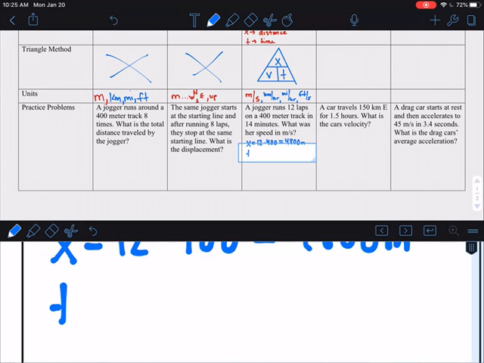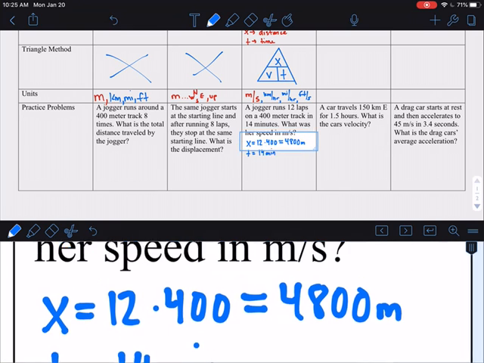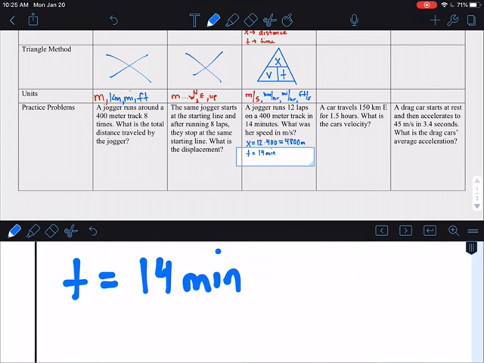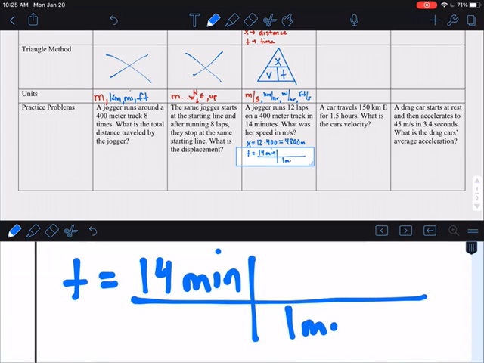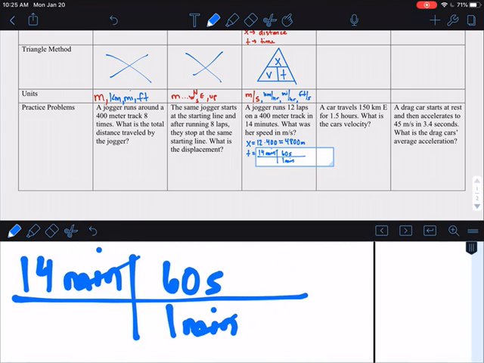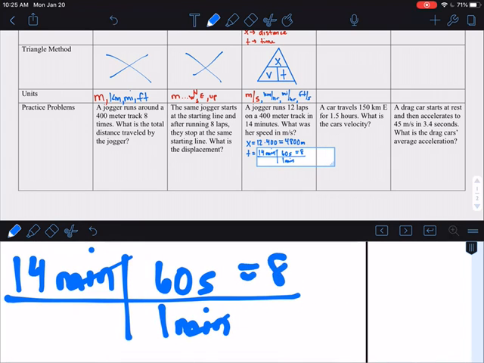We're also given the time it took, so time is 14 minutes. And we notice that the problem asks for meters per second, so we need to convert our minutes to seconds. Minutes are going to be on the bottom because we want to get rid of them. We know there are 60 seconds in 1 minute, so we cancel out our minutes. We're left with 14 times 60, which is equal to 840 seconds.